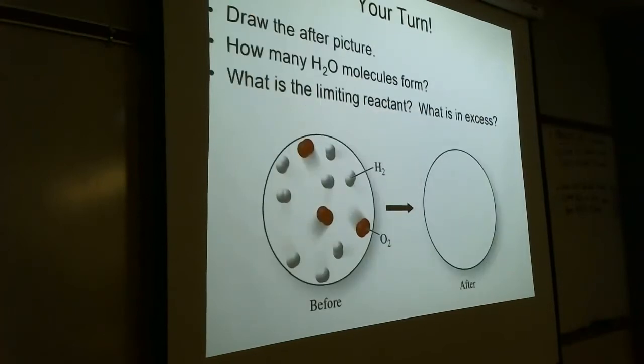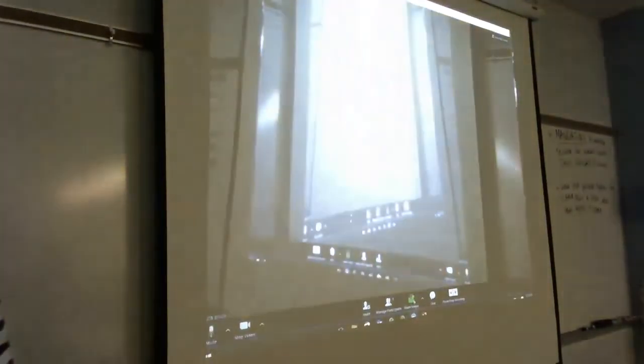So take a crack at this one. Here's the before picture. It's hydrogen gas and oxygen gas making H2O. Figure out what the limiting reagent is based on this information and which one's excess, and then draw what the after picture should look like. I'll pause it for a second to let you think about it.